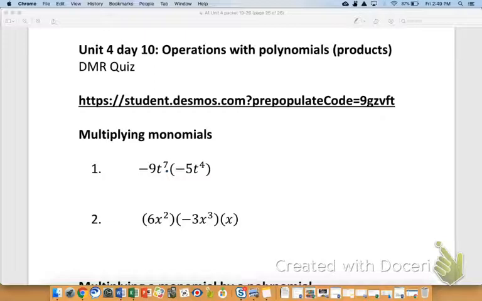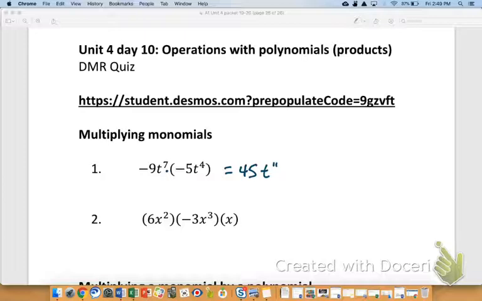Go ahead. Chase. 45t to the 11. So Chase got 45t to the 11th. What do y'all think about that as far as an answer? That's totally awesome. It's right on the money. So Chase, did you multiply the negative 9 times the negative 5 to get the 45?